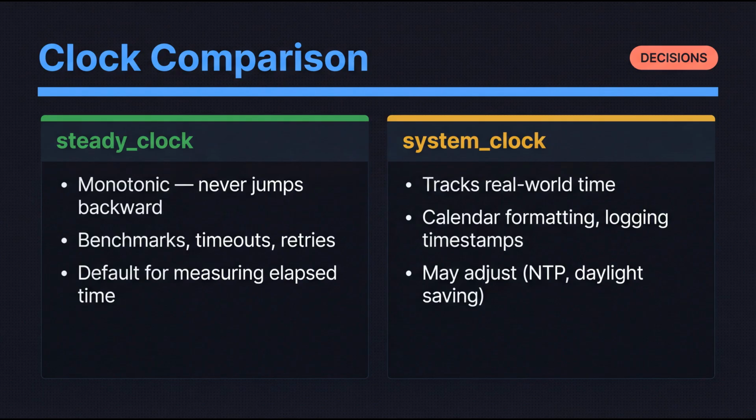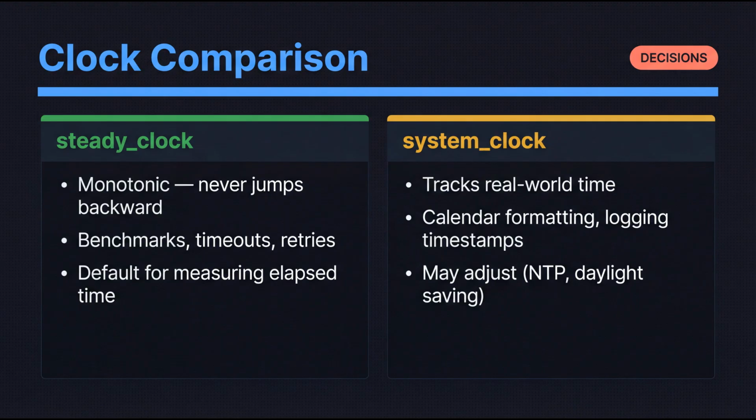A side-by-side comparison. Steady clock: monotonic, never jumps backward. Use it for benchmarks, timeouts, and retries. It's the default choice for measuring elapsed time. System clock tracks real-world time. Use it for calendar formatting, logging timestamps, and any output meant for humans. But be aware, system clock may adjust due to NTP synchronization or daylight saving changes.